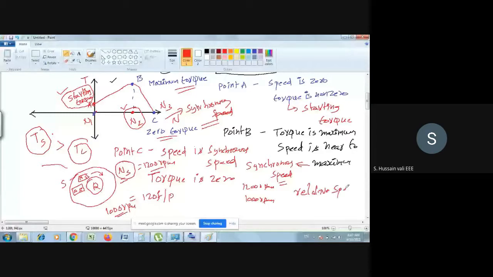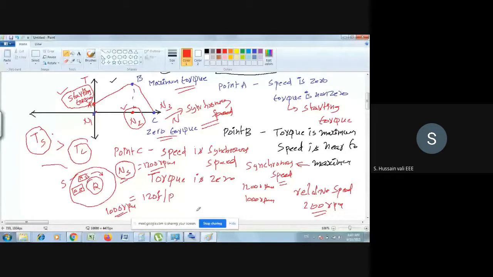200 RPM is the relative speed. So when there is a relative speed between two magnets, what do you find out? You will find out that the location of the poles, the stator poles and the rotor poles, is always changing.